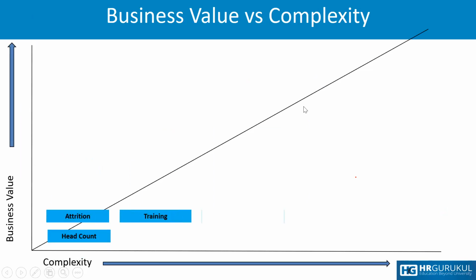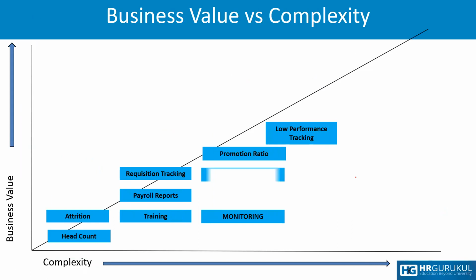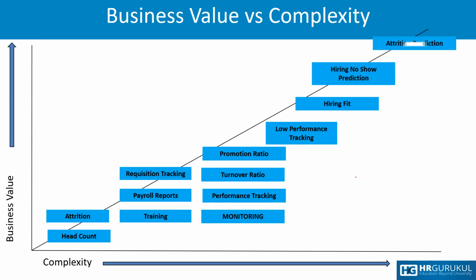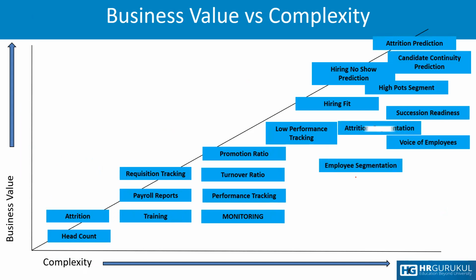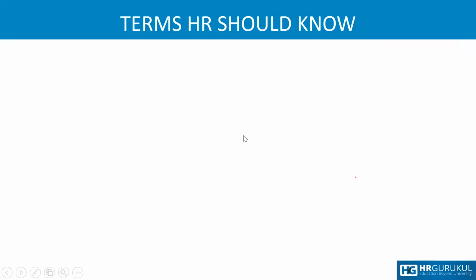So earlier, it starts with basically managing headcounts, attrition, monitoring performances, requisition tracking, payroll systems, promotions, and it goes up to attrition predictions, right? So hiring high potentials, their succession readiness, all these things, the metrics would increase in level of complexity as the business value increases. So ज्यादातर हम लोग यहीं पे रह जाते हैं, attrition and headcounts and payroll reports, turnover ratios and performance tracking. We never go beyond that. The point is that if you want to add business value, you need to go beyond these things, right?